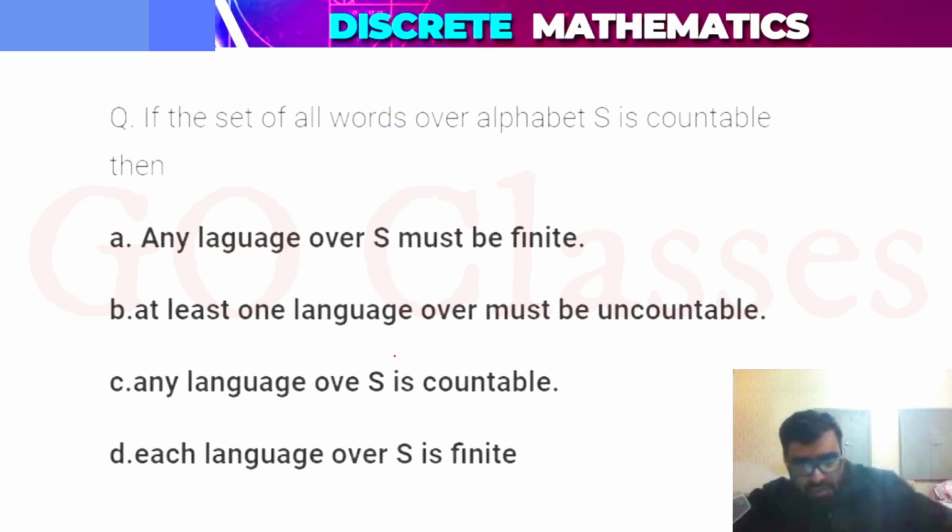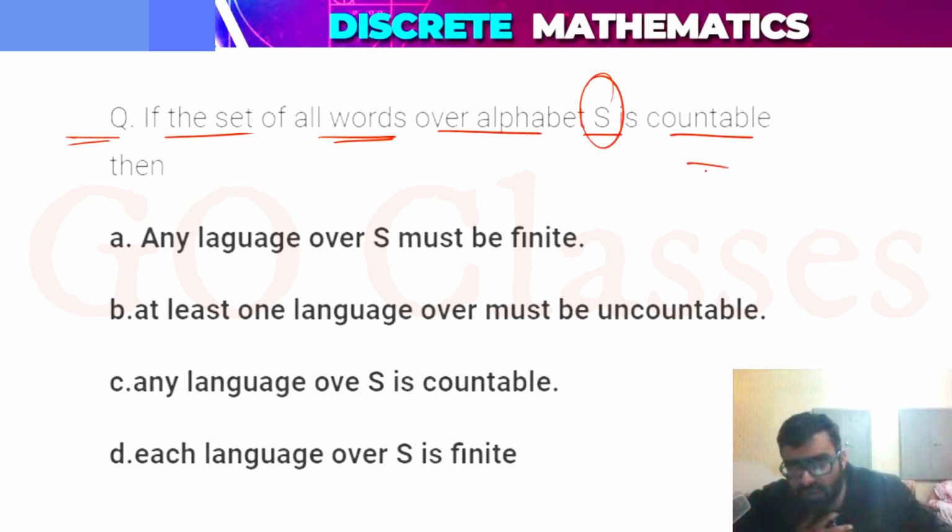This was also a GATE question. This is not a GATE question, but let's solve it. If the set of all words over alphabet S is countable, that is already true actually, then, so now he is asking these things. So basically S is an alphabet. Remember, S is your sigma. Now he is asking these things. So tell me what will be the answer.